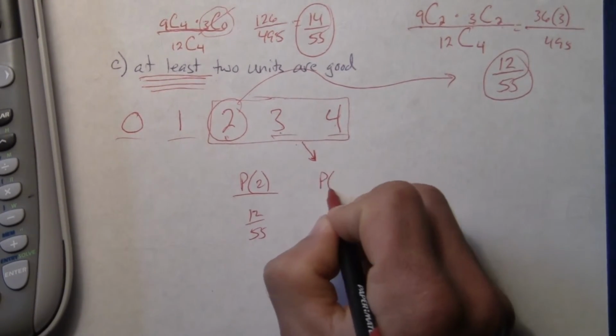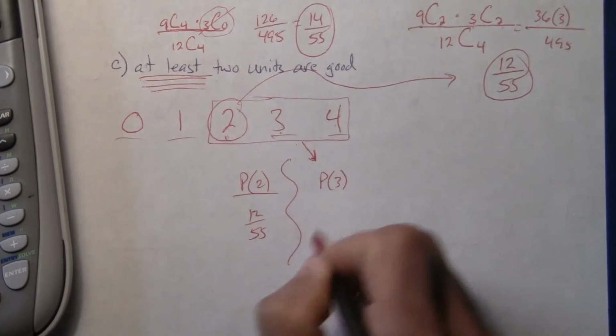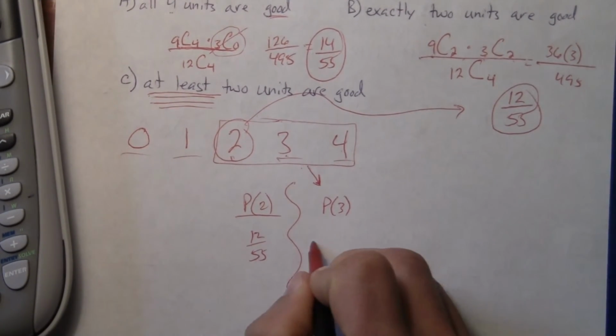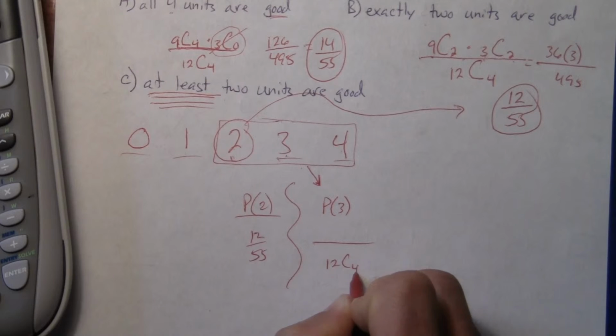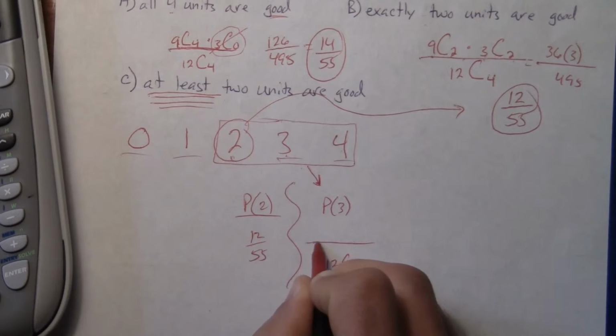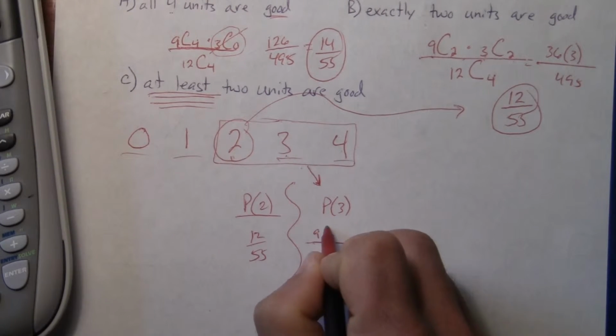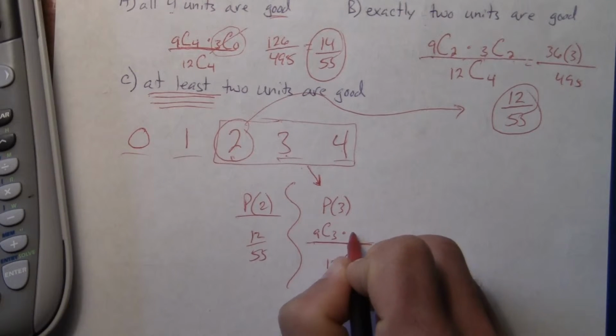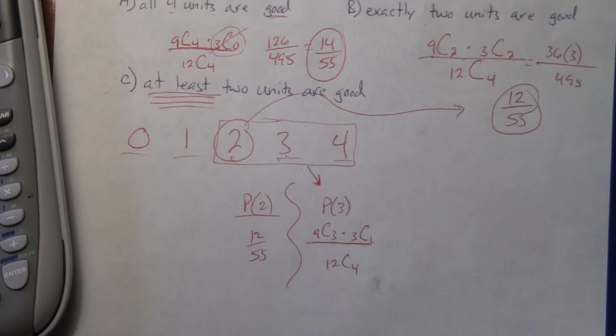Alright, so the probability of 3. Again, pay attention to this. The setup is the same. The denominator, still 12C4. You still have 12 that you're picking from, and you're still going to have 4 total. There are 9 good ones. This time I want 3 of them. There are 3 bad ones. I want 1 of them.